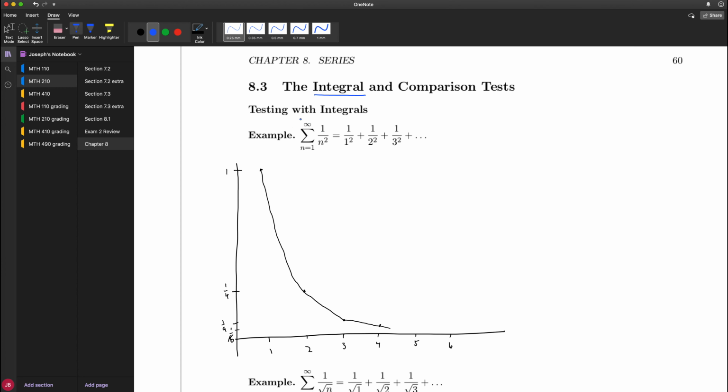We don't know if this converges or diverges. If it's just 1 over n and I take the sum of that, we know it diverges. But the sum of 1 over n squared we actually don't know. But let's try to figure it out. So here's what we're going to do.